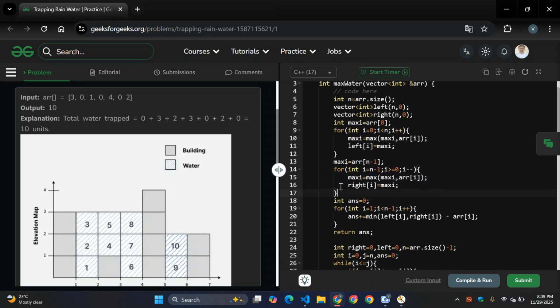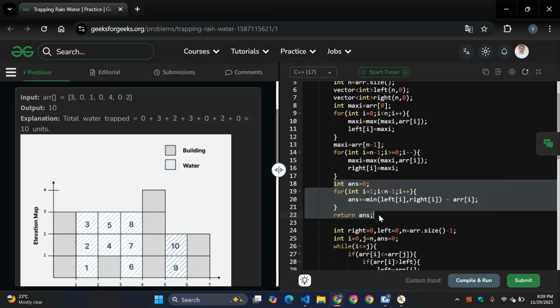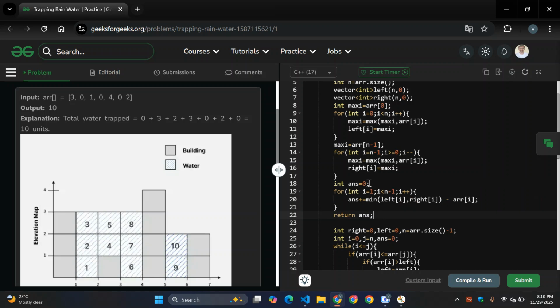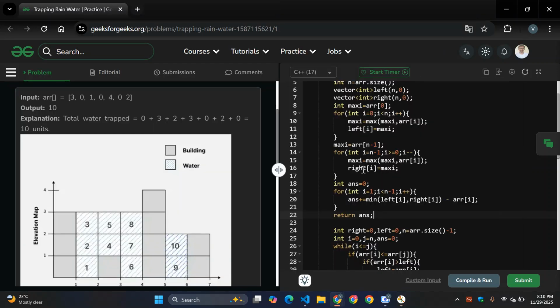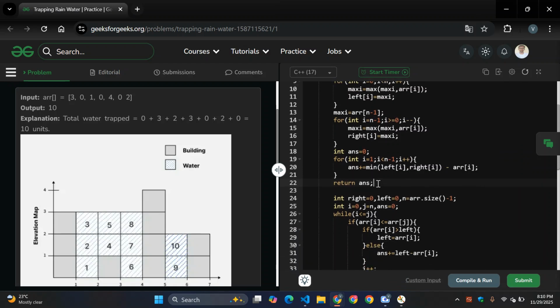We have to store the maximum value, and in the last I have used the answer. At each point we just have to find the minimum value of the left and right array, which I have done here. For this example, here 5, the minimum value is 5 from 6 and 5, and we subtract this 5 from 2, as already two blocks are present there. So in this way we have just written it in the answer.